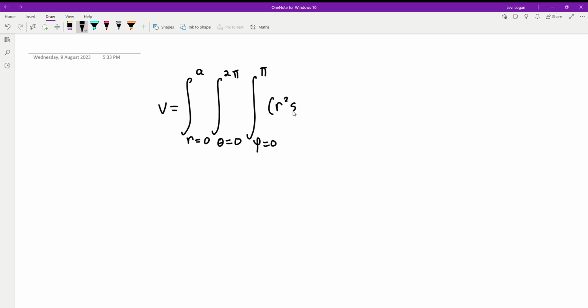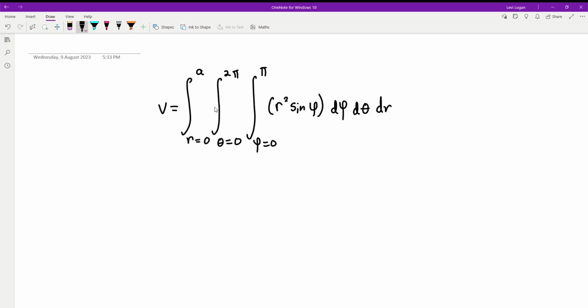R squared sine of phi, actually no, it's going to be d phi d theta dr. So you might imagine this is a triple integral that you might see in calculus 3 or any course like that. But the reason we're going to do this is because this is pretty much a general example of how to evaluate a triple integral.